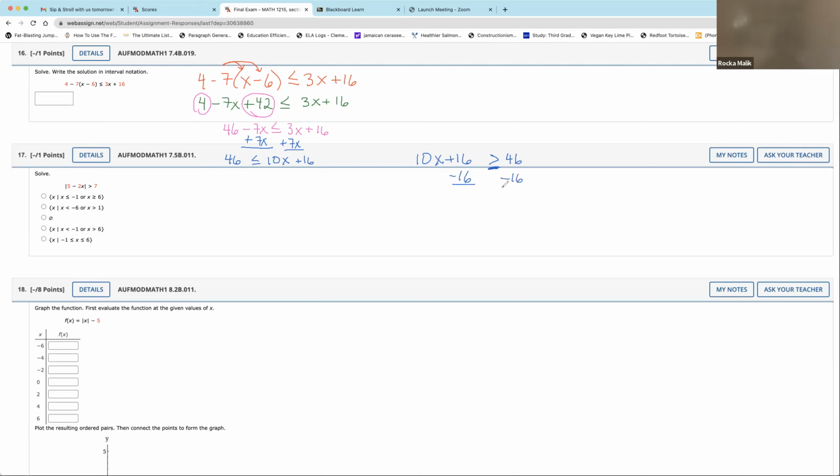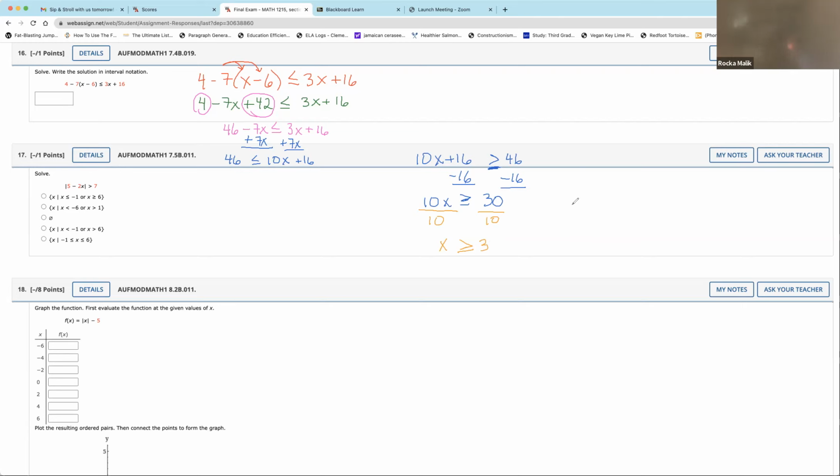Minus 16, minus 16. 10x greater than or equal to 30. Now I want to get the x by itself. I'm going to divide both sides by 10. Since I'm dividing by a positive number, it does not affect my sign at all. If I were dividing by a negative number, I would have to flip the sign, which is why I try not to have a negative x. So x is greater than or equal to 3.